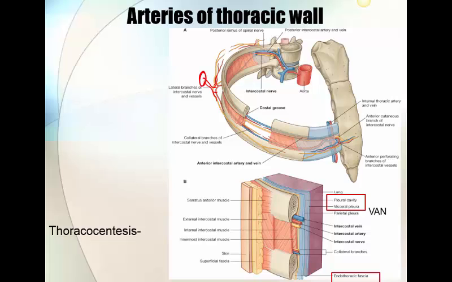And this anastomosis becomes important if one artery is blocked. Also pay attention to how the veins are lying and how the nerves are present, because we'll be talking about them again.